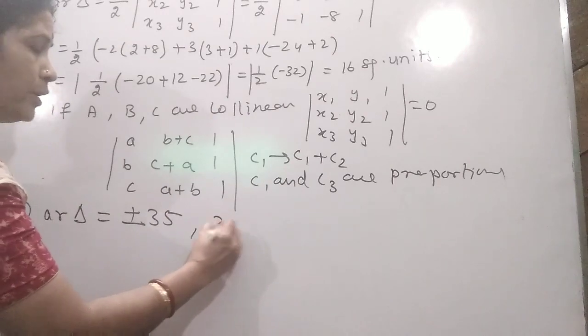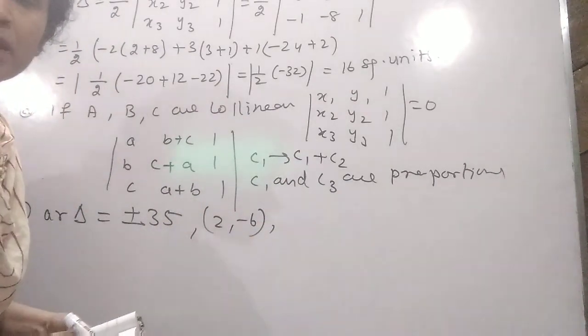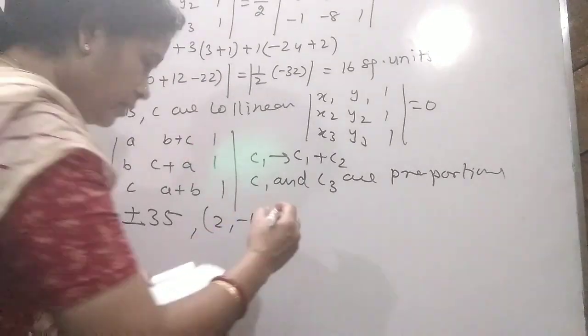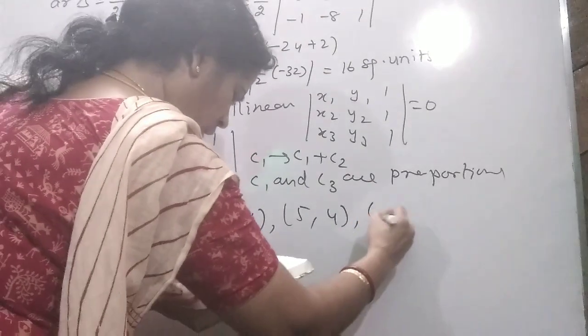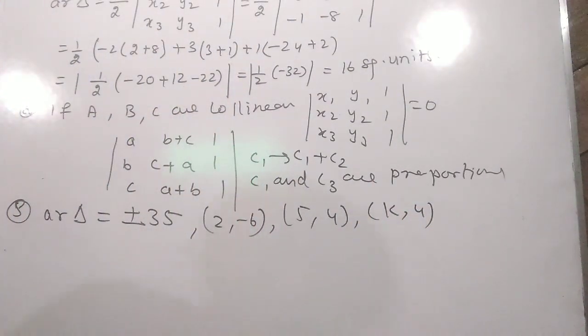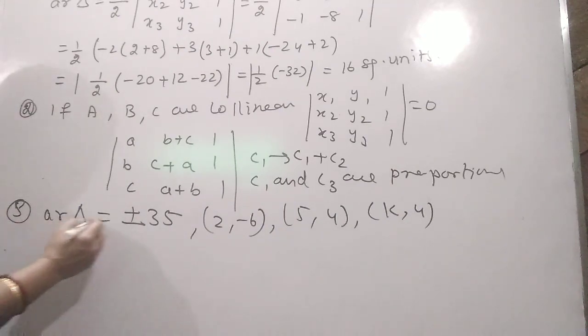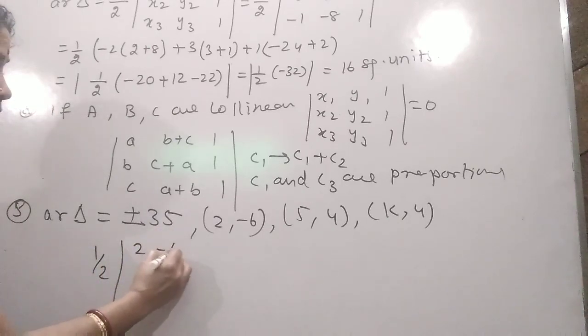A vertex is given as 2 comma minus 6, and then another vertex k comma 4. Find the value of k if the 3 points are collinear. You know about it if 3 points are collinear. Now, the area of the triangle is given, and we know the formula.